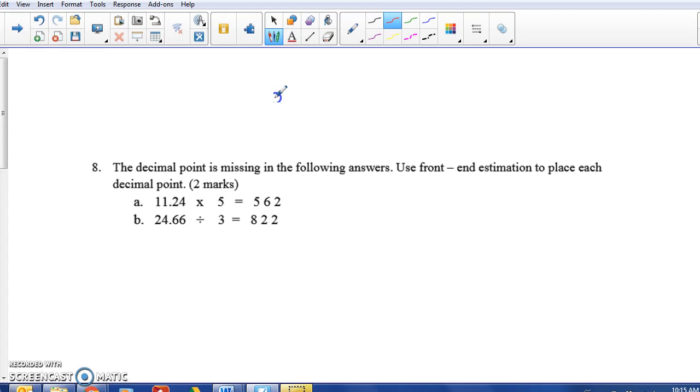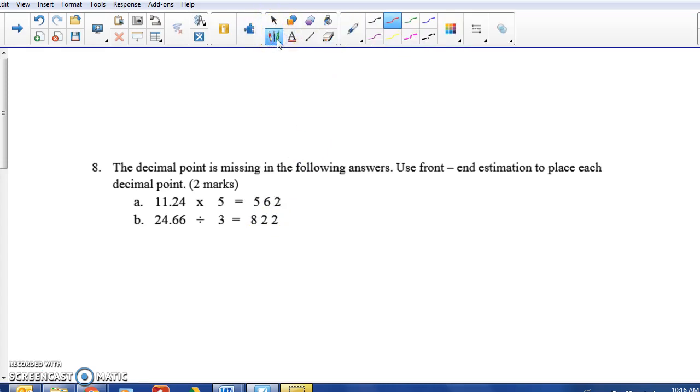The decimal place is missing. Use estimation to figure out the answer. Well, I know in my multiplication, I have 2 numbers behind the decimal place, so I'm going to add my decimal place there. Except, when I look at that, that doesn't make sense. Because when I look at this, I have 11.25 multiplied by 5, so I know that that number is going to get bigger. So that does not work. It means when I do my multiplication, I must have a 0 at the end.